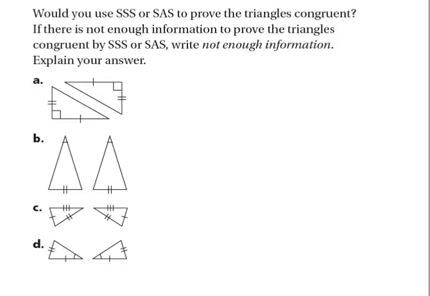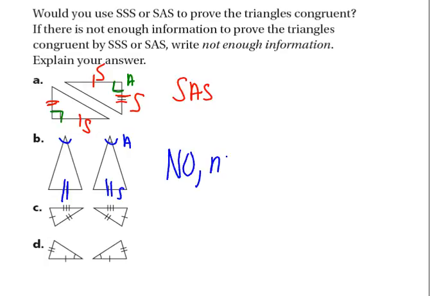Well, let's look here. Here's a pair of congruent sides, there's my side. We know that all right angles are congruent, so there's my angle. Then I have another pair of congruent sides. So I have side, angle, side. This one here, pair of congruent angles, 1 pair of sides. Do we know our shortcut for just 1 side and 1 angle? Nope, not enough info.